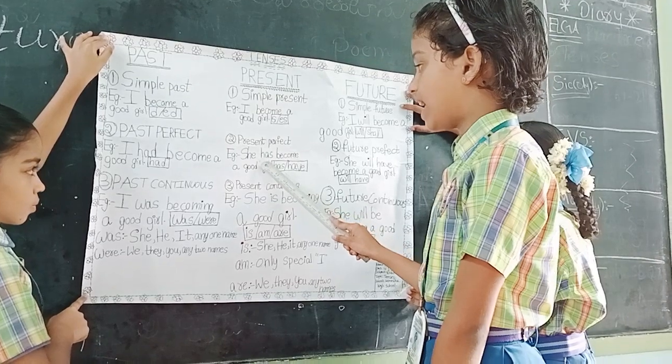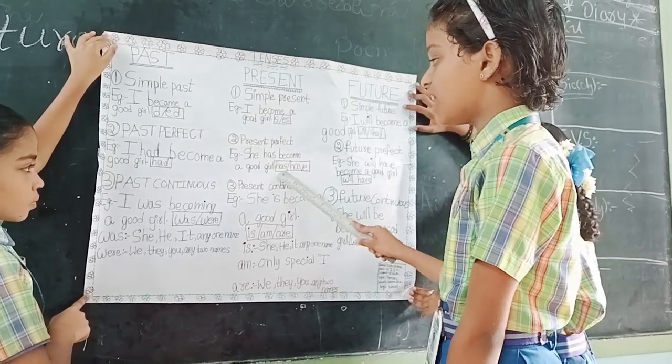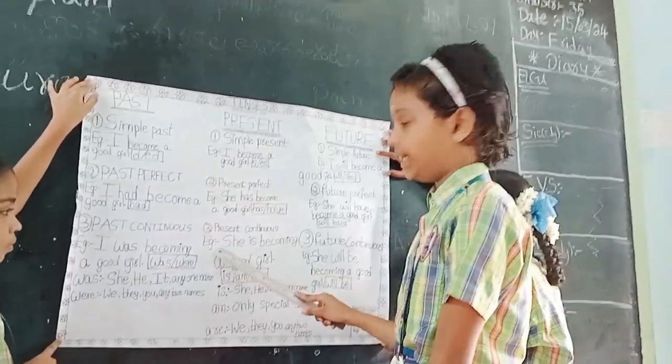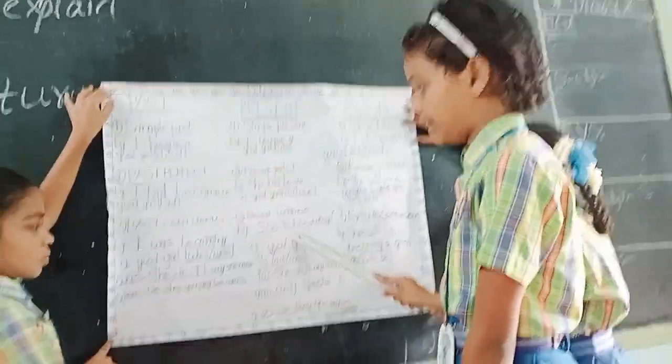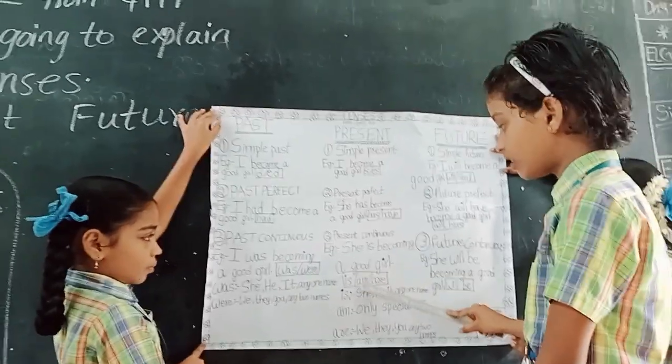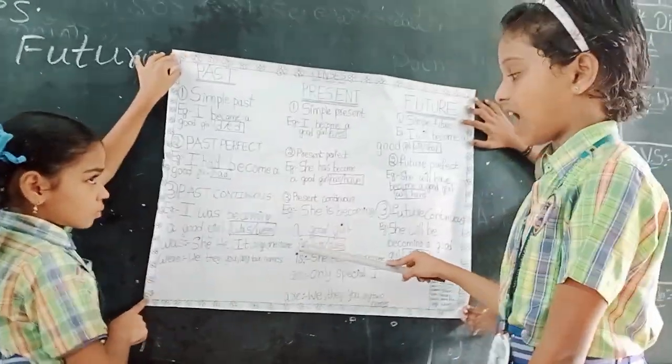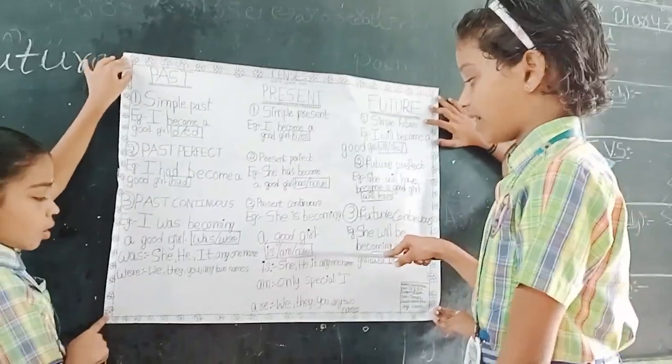Present perfect helping verbs are has, have. Present continuous example is she is becoming a good girl. Present continuous helping verbs are is, am, are.